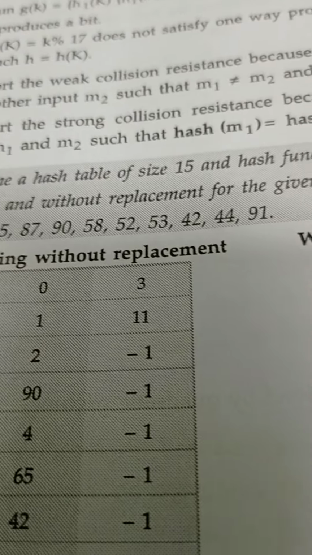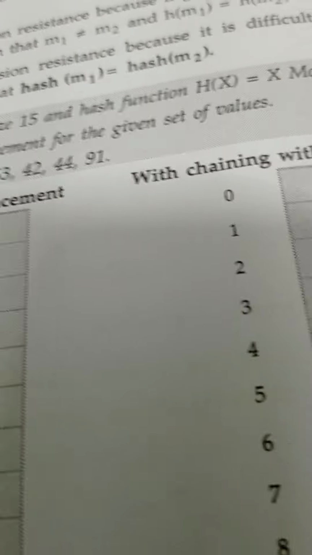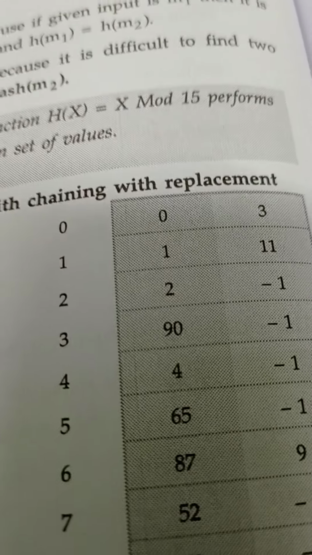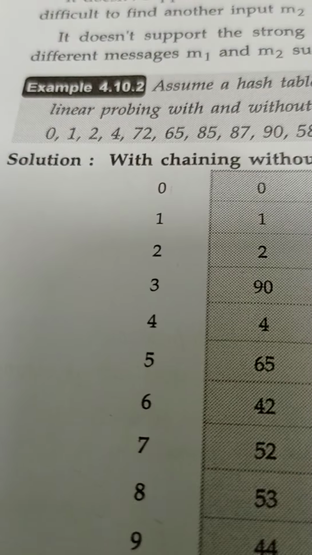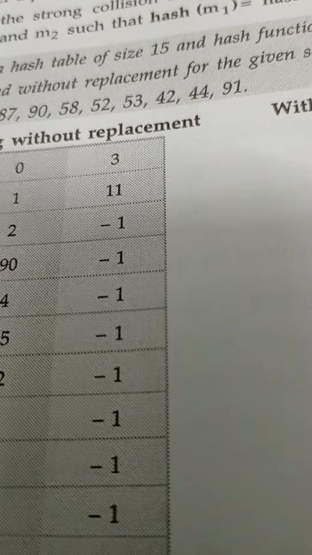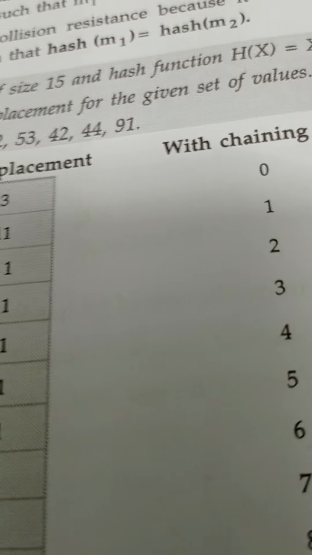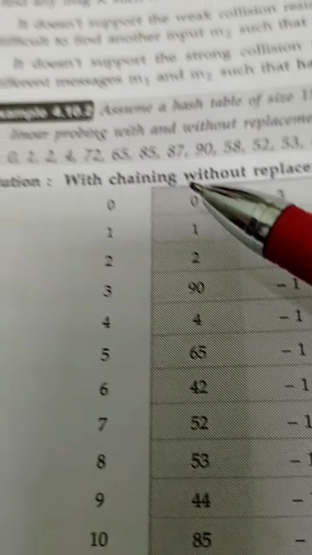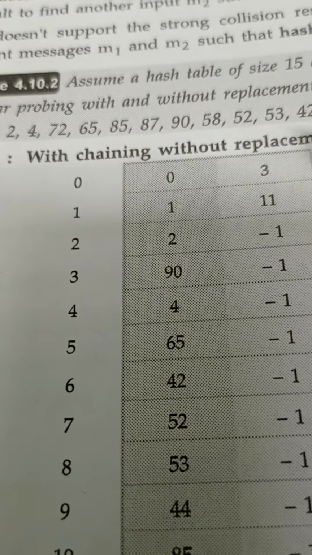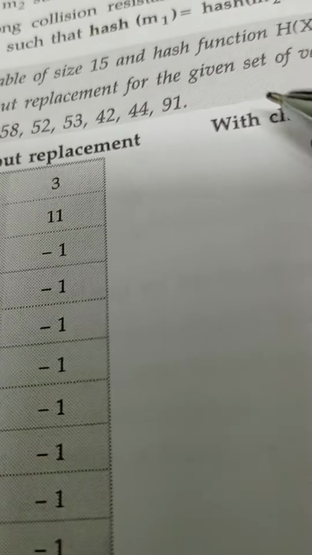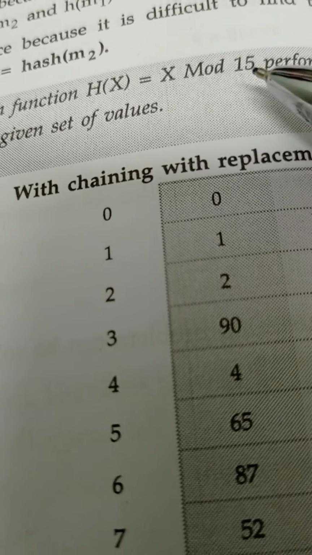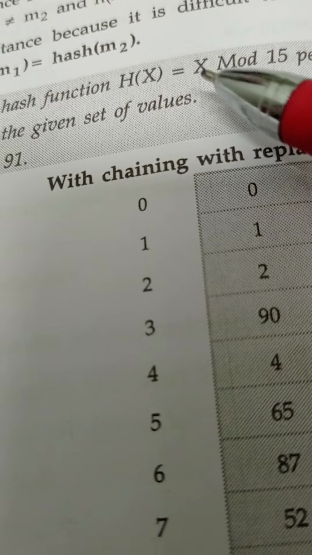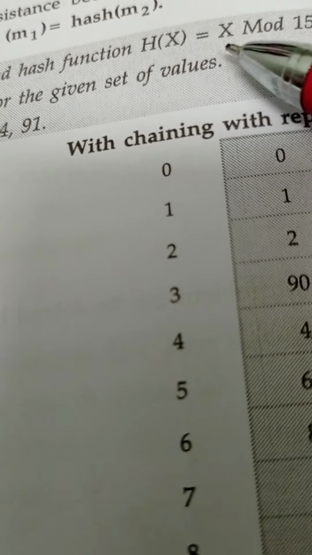Assume a hash table of size 15 and the hash function h(x) = x mod 15. Perform linear probing with and without replacement for the given set of values. Suppose these are the data. How can we store this data into the memory locations? This is the hash function x mod 15, where x is the key or some record, for example 0 or 15.